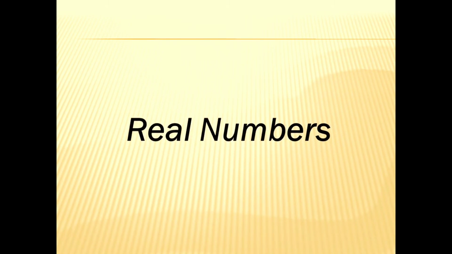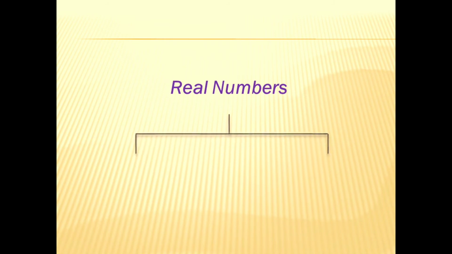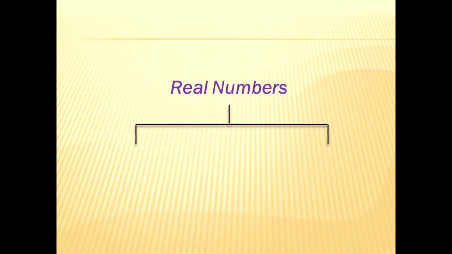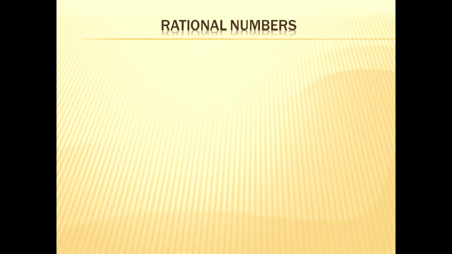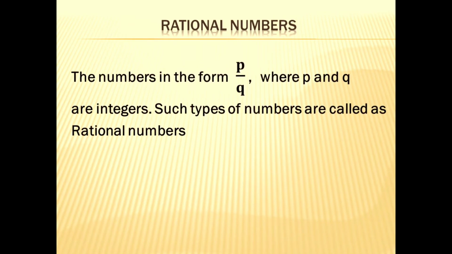Now the next type of numbers is real numbers. Real numbers are classified into two categories: rational numbers and irrational numbers. Let us study them one by one. The first type of real numbers is rational numbers. They can be defined as numbers in the form p divided by q, where p and q are integers. Such types of numbers are called rational numbers.